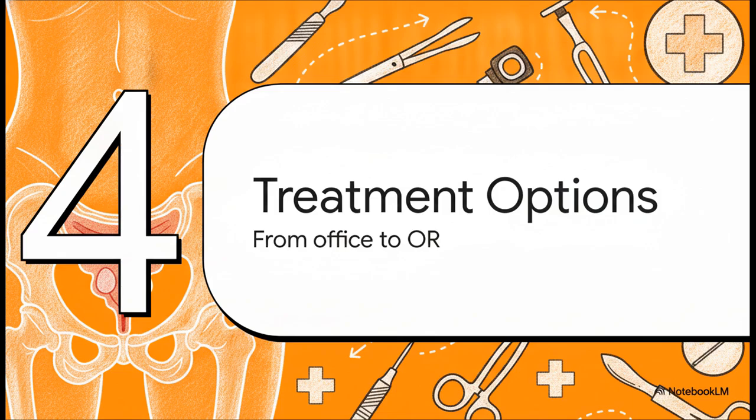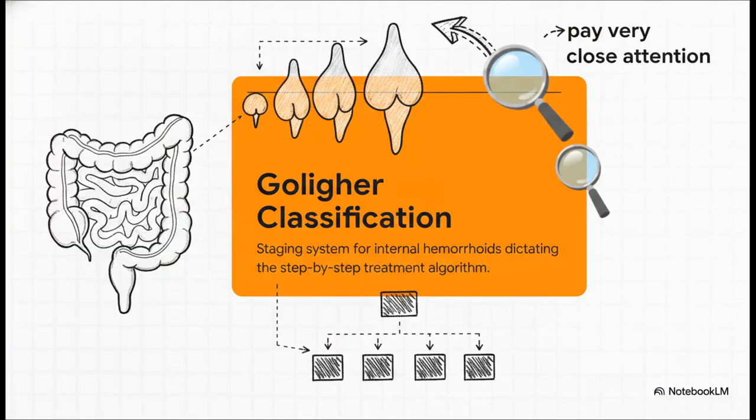Let's jump into Section 4, step-by-step treatment options, from office procedures to surgical interventions. With the anatomy mapped out, our entire treatment logic rests on Goligher's Classification. It's a clinical staging system that dictates our step-by-step algorithm. But, and this is a big but, pay close attention here. This classification applies only to internal hemorrhoids. It's all based on how much that internal tissue is prolapsing.